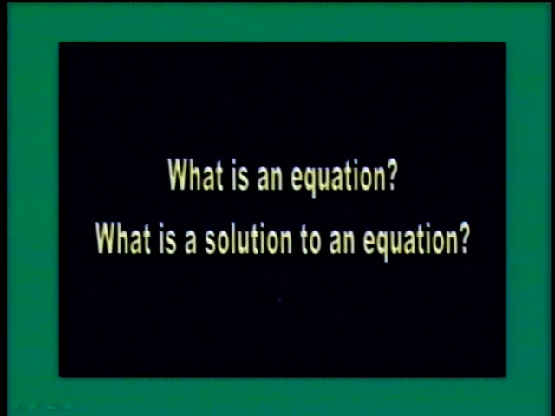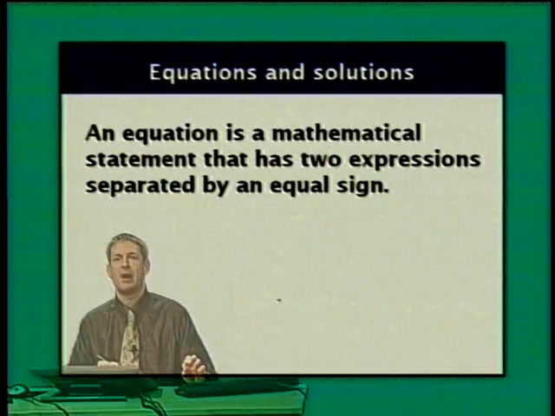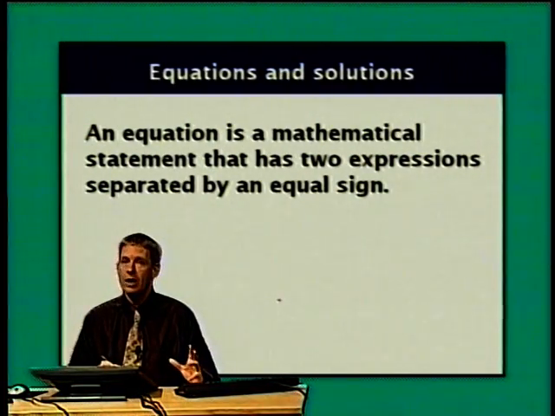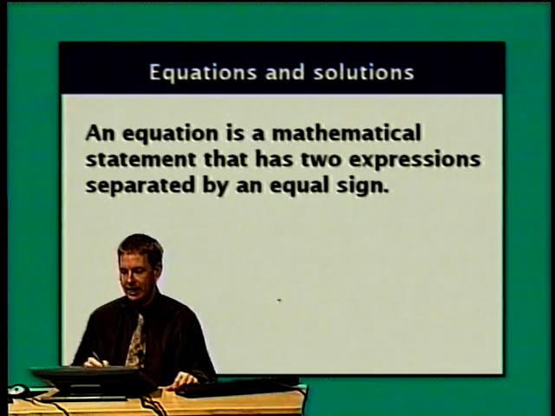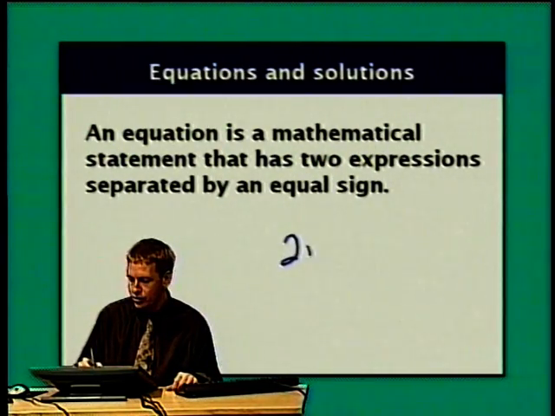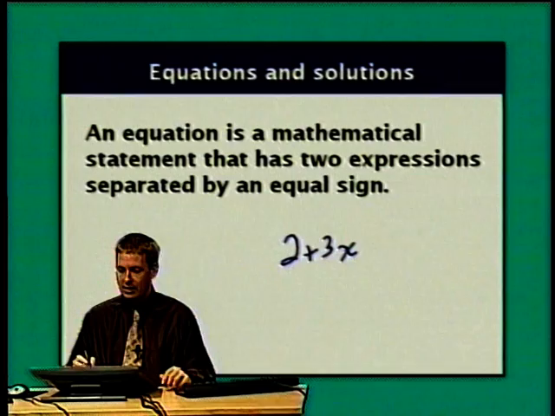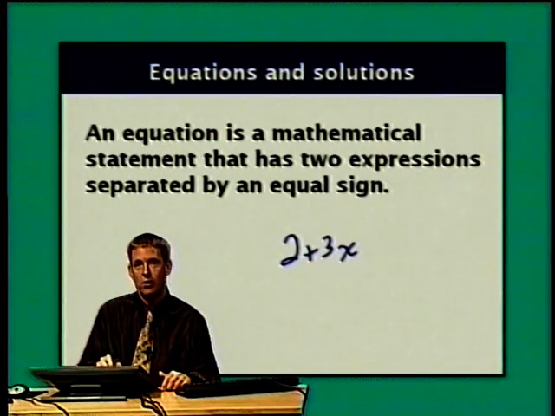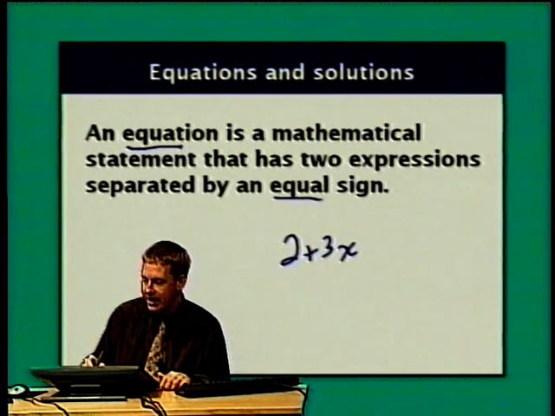What is an equation? What is a solution to an equation? An equation is a mathematical statement that has two expressions separated by an equal sign. Sometimes people who aren't being real careful with their language will say something like this. Look at these two words, equation, equal. An equation has an equal sign.